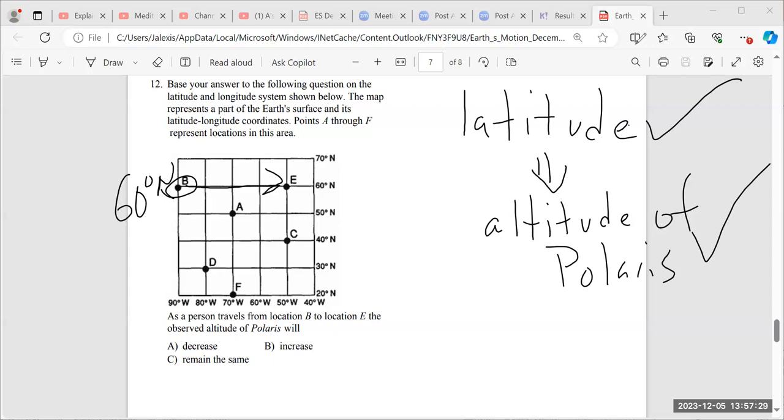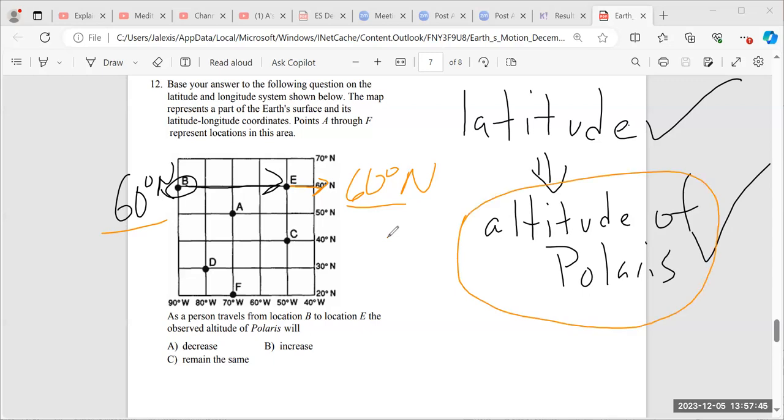At E, what is my latitude? Still 60 degrees north. Did my latitude change? No, it did not. So if my latitude did not change, that means my altitude of Polaris did not change either. So what happens as a person goes from location B to E? The only thing that changed was the location's longitude. But if the latitude still stays at 60 degrees north, then what are we talking about? It stays the same. Choice C.